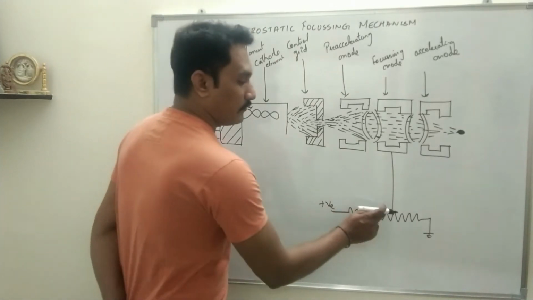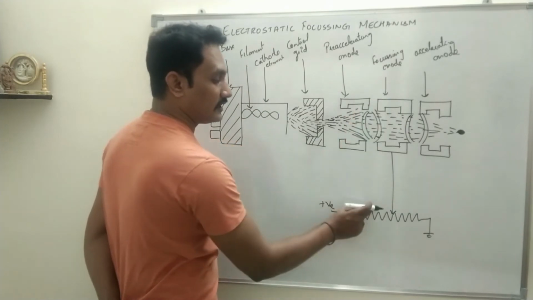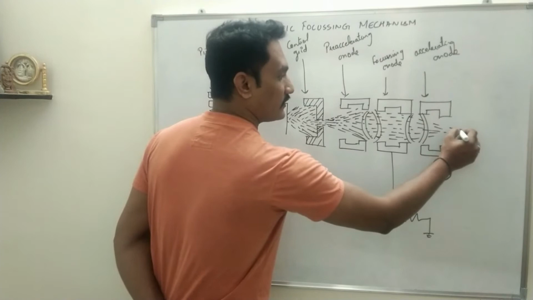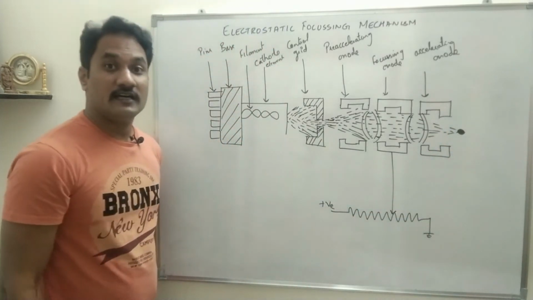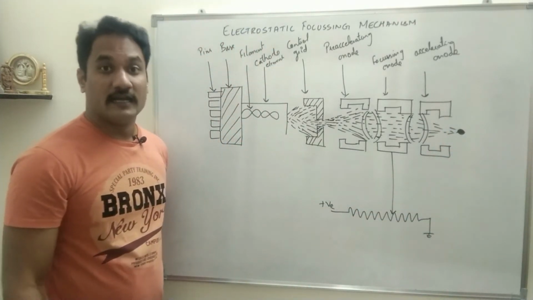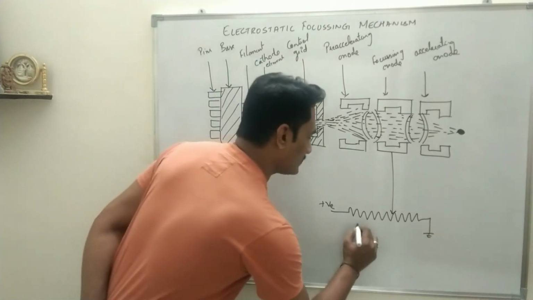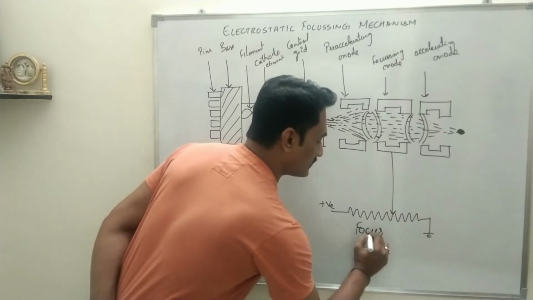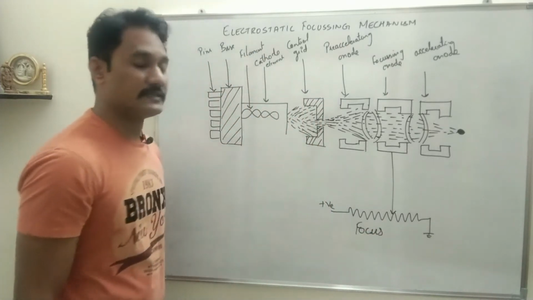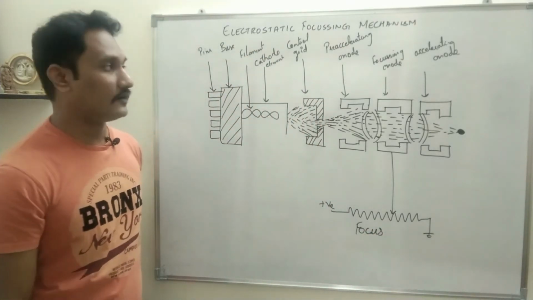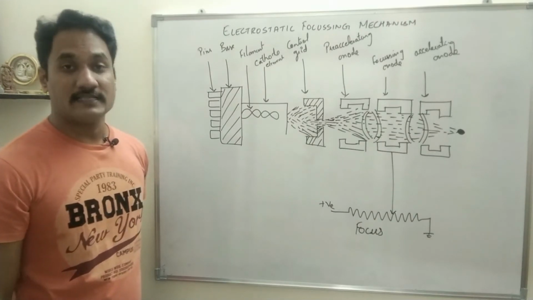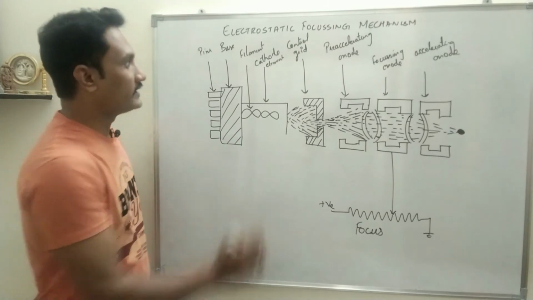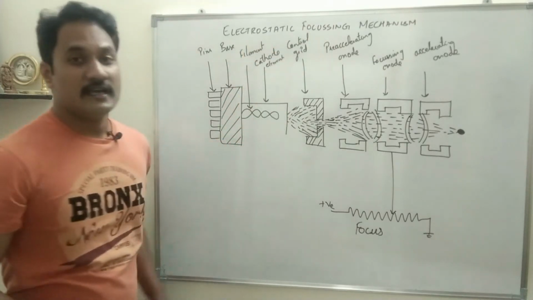Okay, so by changing the positive potential of the focusing anode, what exactly we are doing is controlling the sharpness of the image on the screen, and in terms of CRT we call it focus, right? So this external knob, which changes the positive potential of the focusing anode, is called focus. We are controlling the focus of the image on the screen. So this is the electrostatic focusing mechanism.